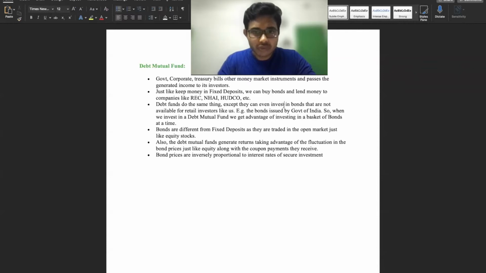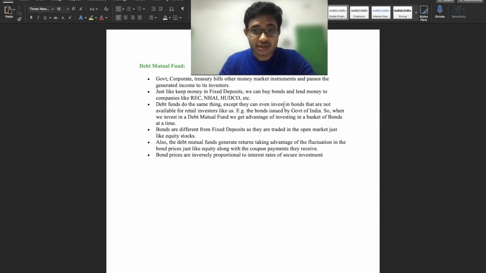In the case of equity mutual funds, they generate income from the dividend payout by the company, as well as the market price of the company. In the case of debt mutual funds, they generate income from the market fluctuation of the bond price, and also the coupon rate. So in the case of a bond, there is always a fixed coupon rate.